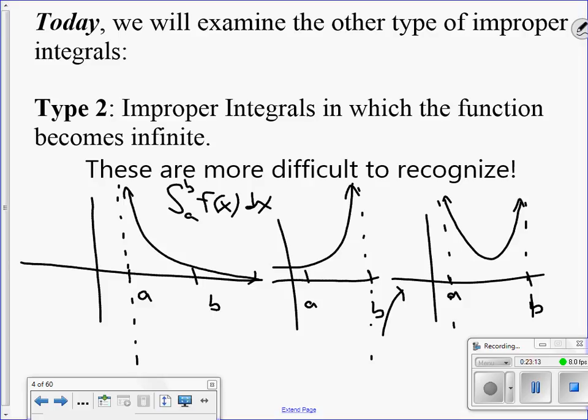How do you tell, if you don't have a graph in front of you, if a function has a vertical asymptote? What kind of functions are going to have those vertical asymptotes? Rational functions.